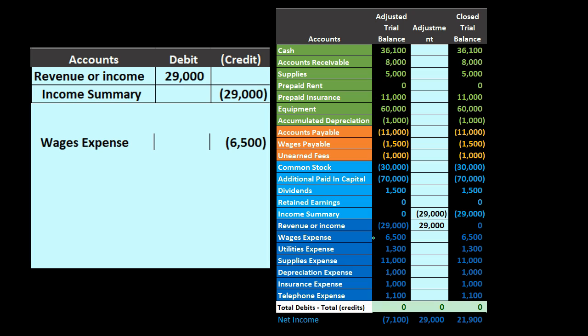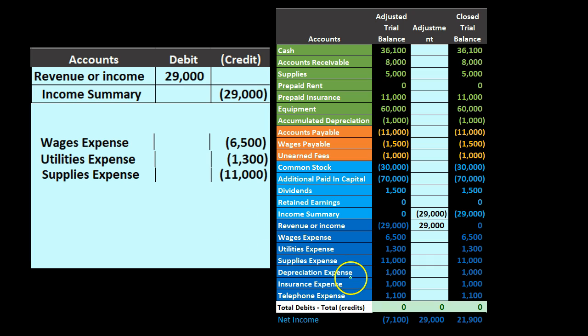So we got the $6,500. Now we got the utilities, $1,300 debit. We're just going to do the opposite thing to it, crediting it. Supplies expense, $11,000. It's a debit. We're just going to do the opposite thing to it, credit. I'm just making our journal entry over here. We're just building our journal entry as we go. We're not worried that it's not in balance or anything yet, because it's going to be a long journal entry. We're just going to worry about doing what we need to do to make these accounts 0.